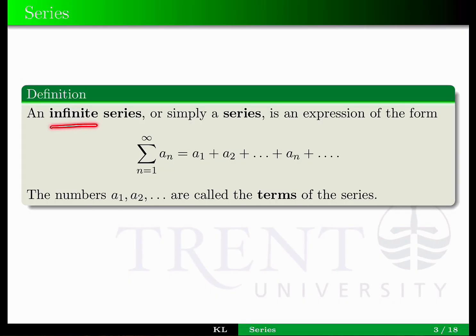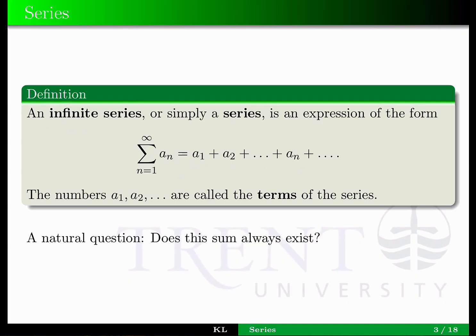So, an infinite series, or simply a series, is an expression of the form sum of a_n running from n equals 1 up to infinity. So it's just the sum. Basically, it's just a1 plus a2 plus a3 plus etc. plus a_n plus a_(n+1) plus so on and so forth. The numbers a1, a2, a3, and so on and so forth, we call them the terms of the series.